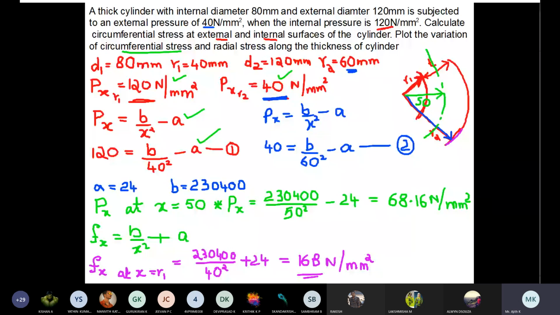We'll go for the next slide. Fx at r2. Fx at x is equal to r2.